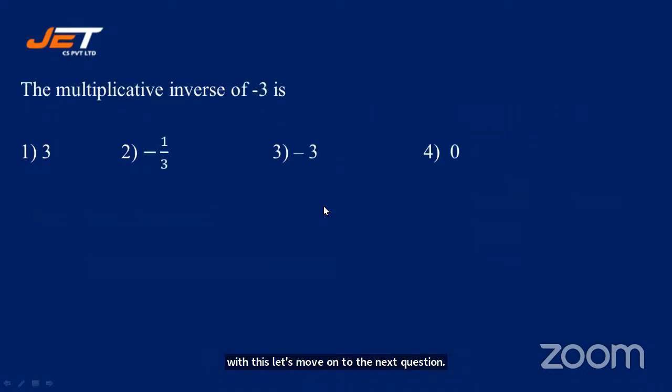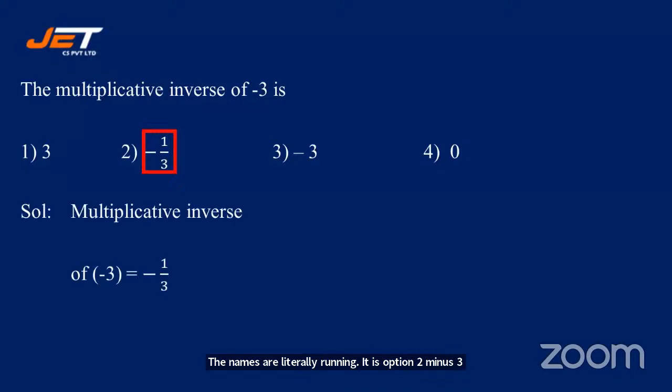The multiplicative inverse of minus 3 is dash. All right, multiplicative inverse means your numerator will become denominator. Denominator will become numerator. All right, so with this, let's see how many are giving me. Yes, all are giving me option 2, right? Excellent. I'm not able to read the names. The names are literally running. It is option 2. Minus 3 will become minus 1 by 3. Perfect. Excellent. All right. See the next question.